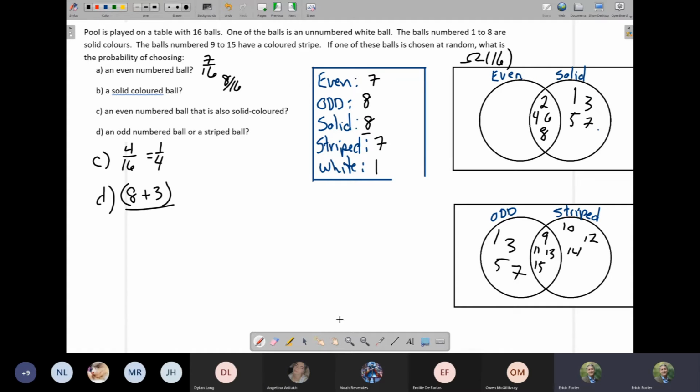That's the chances of us getting an odd numbered ball or a striped ball, both of which are considered successful outcomes, and they have to be divided by the total possible, which is 16. So we end up with 11 out of 16 in total. So just to be clear, the question is asking us, what's the probability of getting an odd numbered ball or a striped ball? Part C had an implied and, or an implied intersection, whereas part D is an or, a union. So we needed to add all of the possible outcomes together.